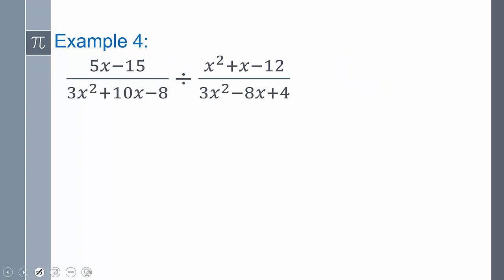Now for example number 4, this is where we've got to start factoring. Okay? And it's okay that we have to factor, but we have to factor it because right now everything's being added and subtracted. It's not being multiplied, and so therefore we have to factor it. So that first step, we want to flip the second one.